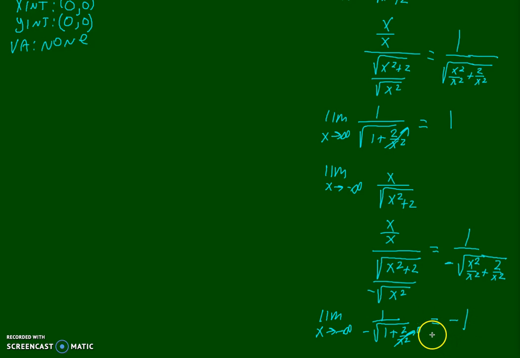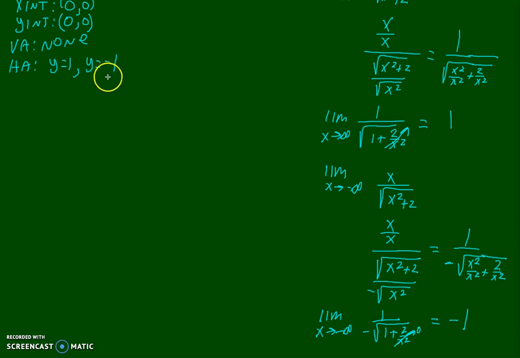So that gives us two horizontal asymptotes. One at y equals 1 and one at y equals -1. Okay, so there's our vertical and our horizontal asymptotes. And because it has a horizontal asymptote, it's not going to have a slant asymptote.